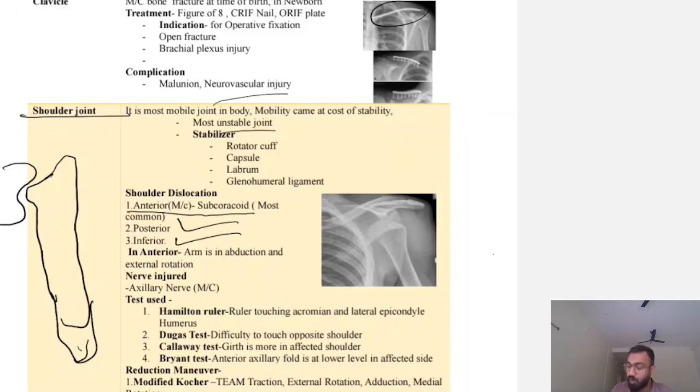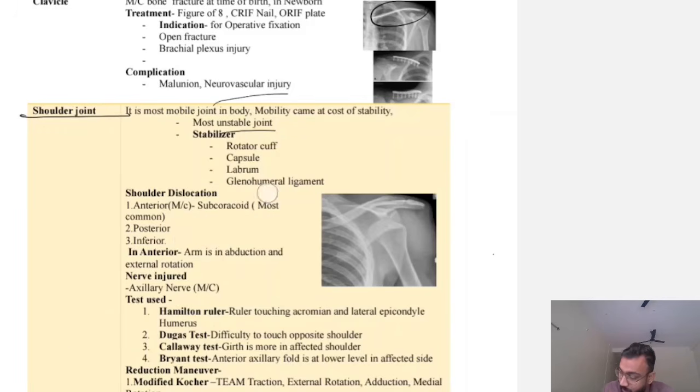Now there are various tests. Hamilton ruler test. Because the shoulder goes anteriorly, the ruler can be touched to the acromion and lateral epicondyle. This is the acromion. This is the lateral epicondyle. So the ruler can touch because the shoulder joint goes anteriorly, so the anatomy will distort.